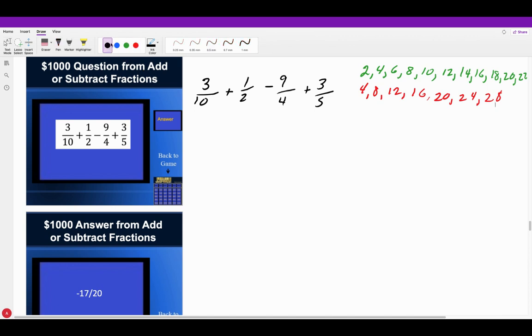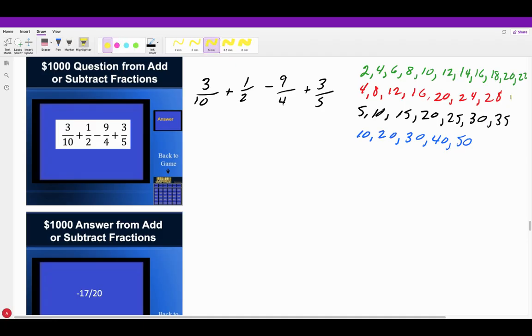And if you run out of space, you can always write more than what you need as well. 5, 10, 15, 20, 25, 30, 35. And then the last one will be our 10. So 10, 20, 30, 40, 50, and so on. So when I look and say, okay, is there any number that they all share? And yes, they all share this 20.